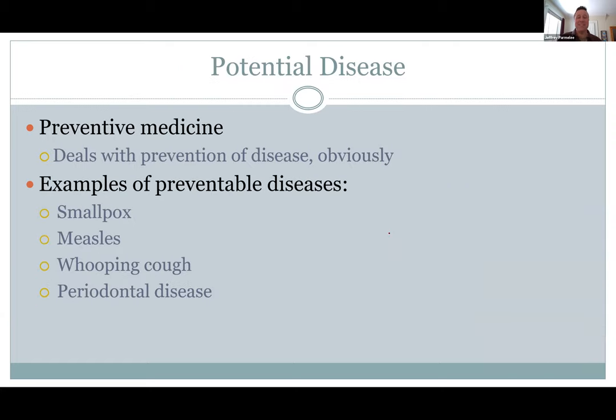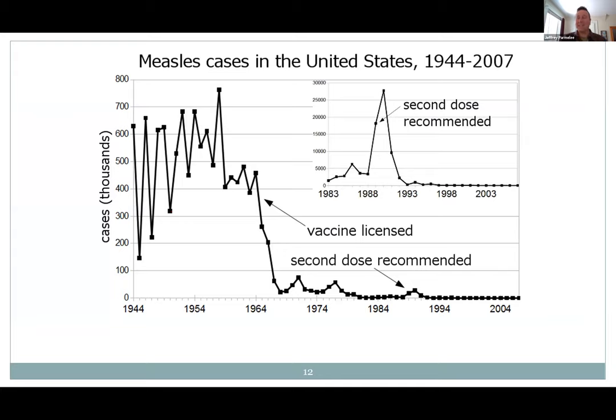And potential disease is looking at prevention. If you're looking at periodontal disease, how about regular teeth cleanings, right? Regular screenings. Smallpox, well, you're not gonna get smallpox now because we got rid of that. But other diseases, hand washing and not being around people with diseases and covering your mouth when you cough. And vaccines, talk about that next.